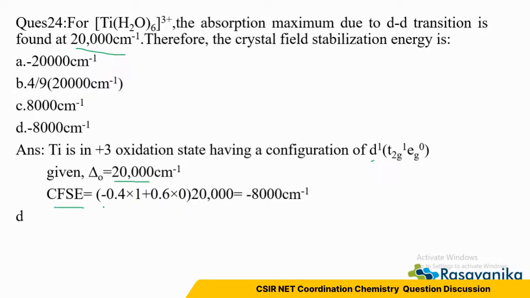So for calculating the CFSE, the formula we'll use, yesterday also we had seen this, minus 0.4 into 1 plus 0.6 into 0, multiplied by 20,000. This is what we get, minus 8,000, right? So D will be your correct option.